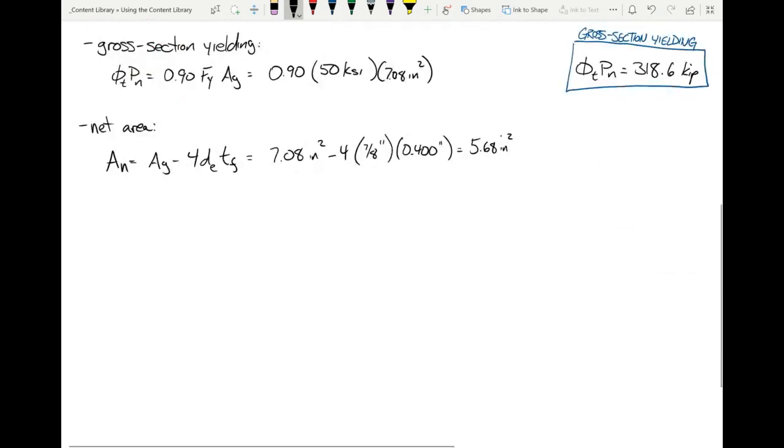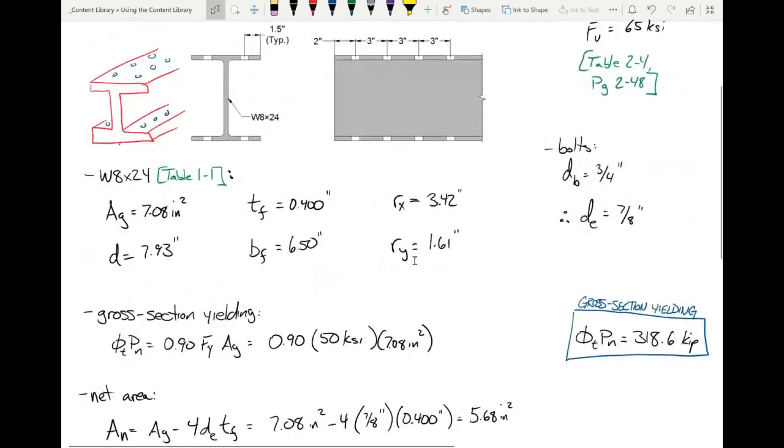Now, we got to do the shear lag factor. Okay, that's our U value. Okay, we got to figure that out. Okay, so I want to scroll up a bit. I want to go back to my section. Okay, first off, this one's going to be weird because this is a W section connected via the flanges. So the way that we compute our X bar is going to be a little different. So just bear with me on that.